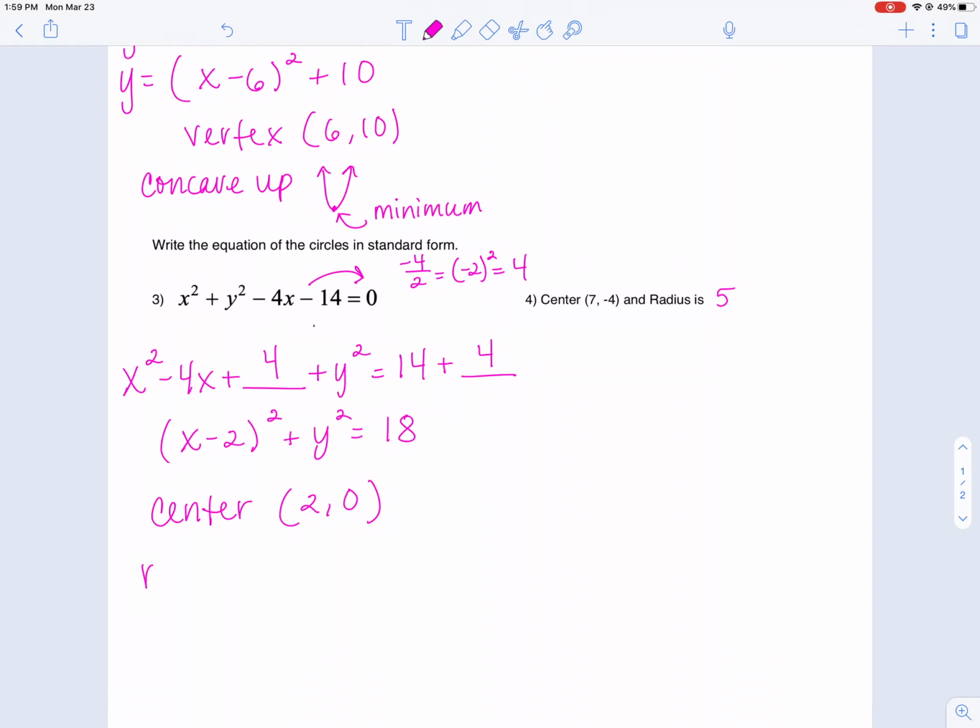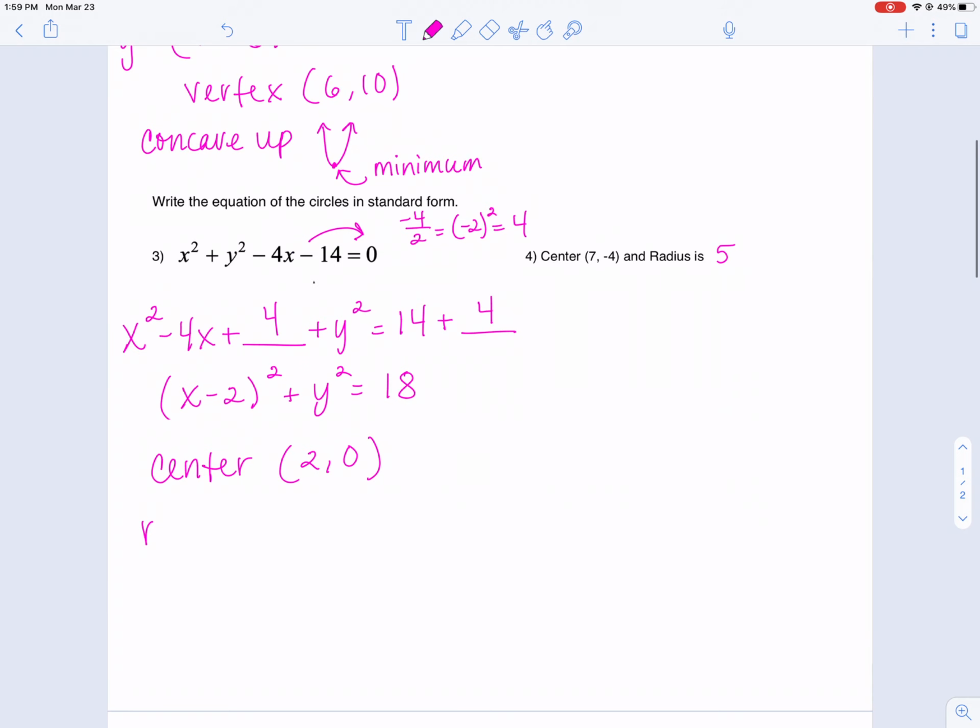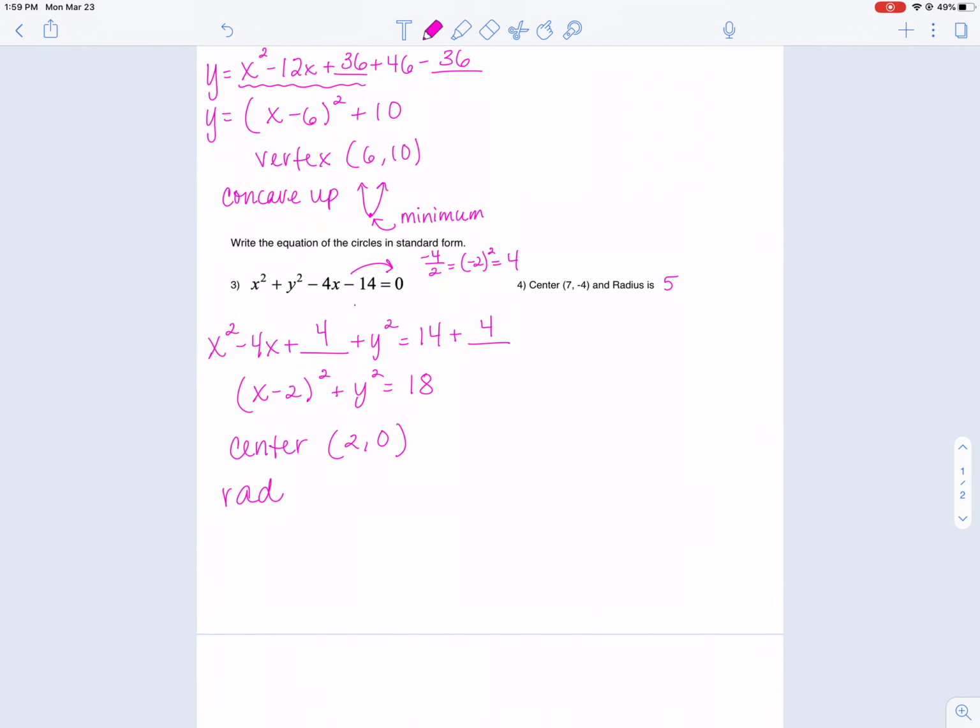And the radius. Your radius is the square root of 18, which is going to simplify into radical 9 times radical 2. So it's going to become 3 radical 2.